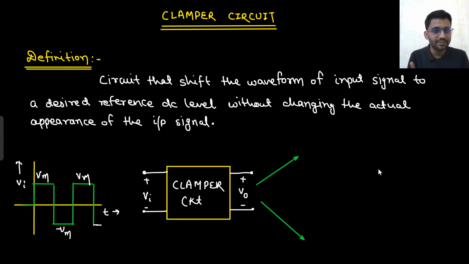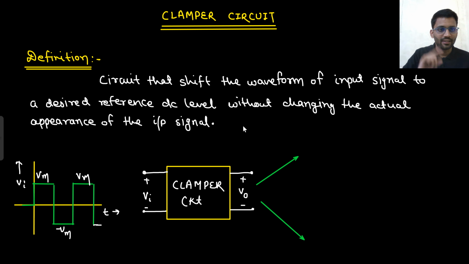Now what will the clamper circuit do? It will clamp up or clamp down. That means it will shift up or shift down the input signal. It can shift up as well as down, but it will not change the appearance of the signal. Now this is a square wave, so it will remain a square wave, but it can be shifted upward or downward. So you can read the definition: a circuit that shifts the waveform of the input signal to a desired reference DC level.